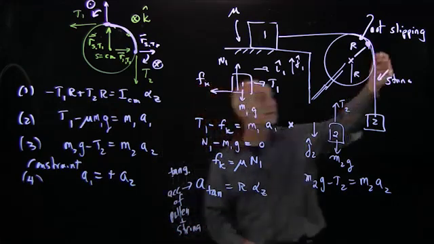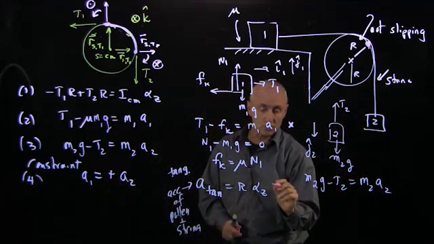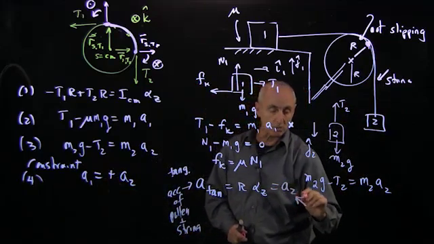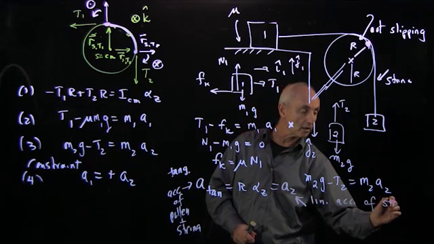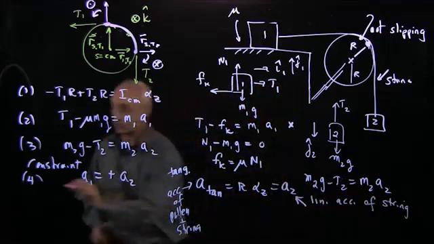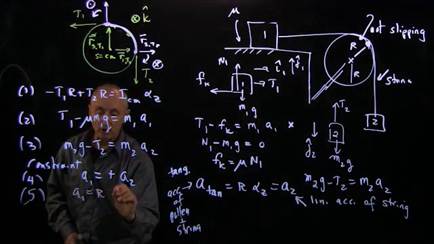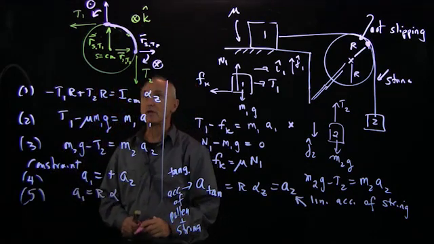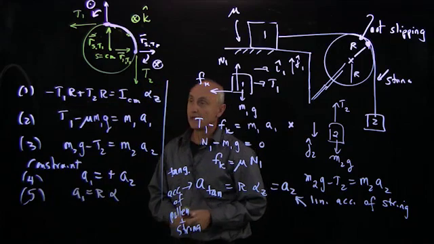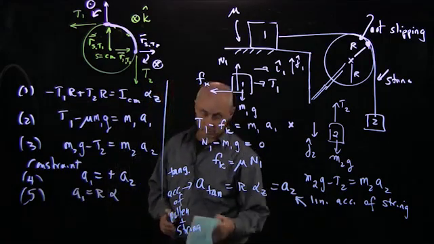But the same string has a linear acceleration, either a1 or a2, so this has to be equal to a2. This is the linear acceleration of the string. And so that's our last constraint, 5, that a1 equals r alpha. And now I have a system of 5 equations and 5 unknowns. And the question is how can I find the acceleration?